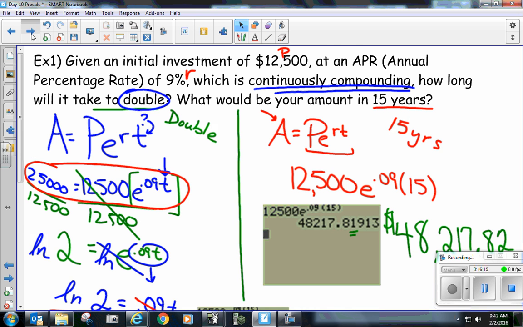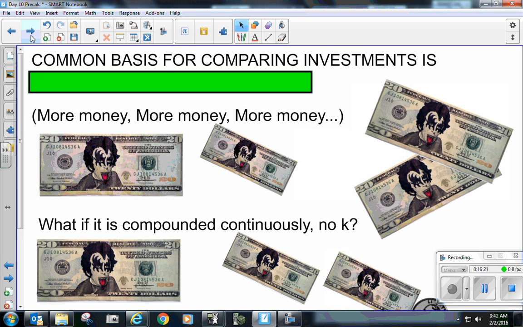Okay, so here's where we get into the new stuff today. All right. When you want to compare two banks and the investments you're going to put in there, you want to decide, well, I'm going to go with the bank that gives me more money. That's natural. That's smart. Okay?